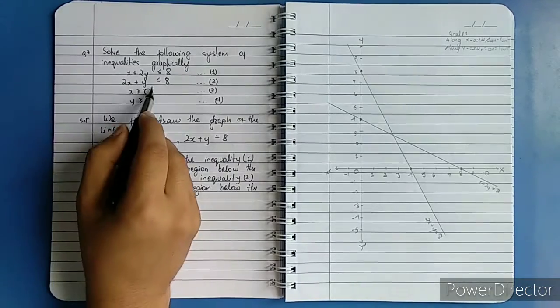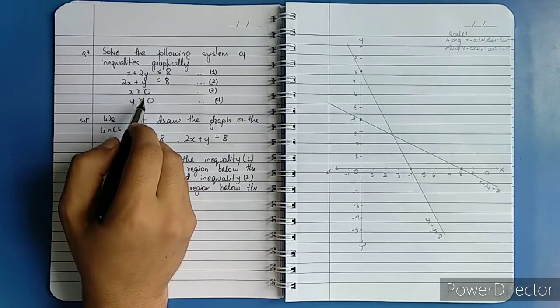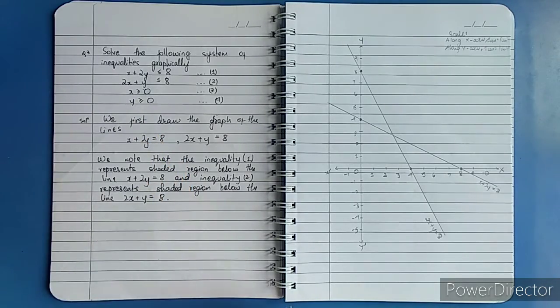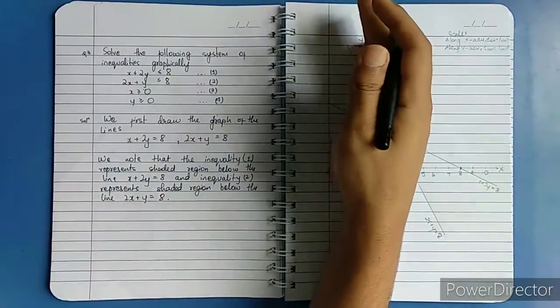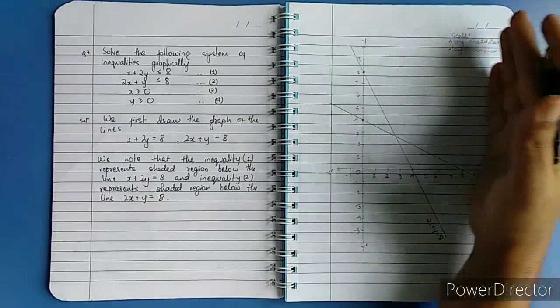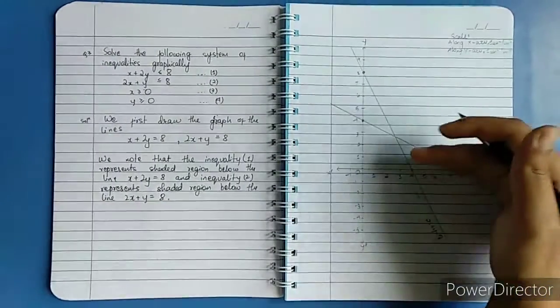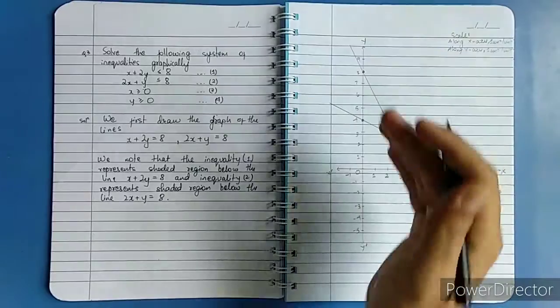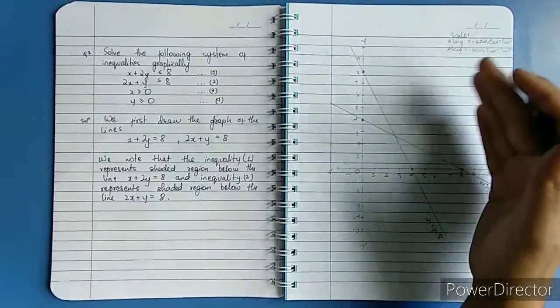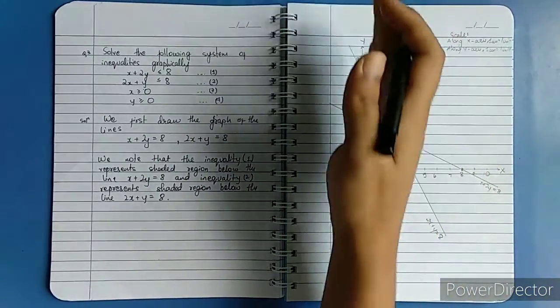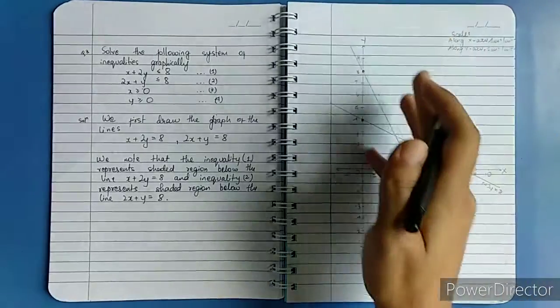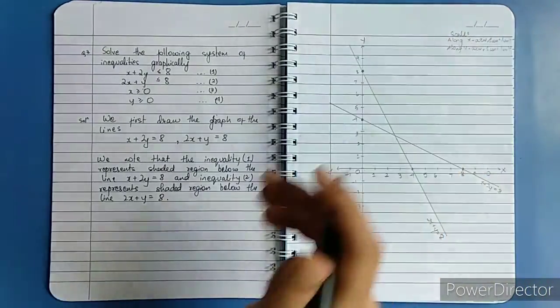Now we also have two inequalities, x ≥ 0 and y ≥ 0. Now x = 0 is our y-axis. So x ≥ 0 is this portion, y ≥ 0 is this portion. If we combine x ≥ 0 and y ≥ 0, what we get is basically the first quadrant. We are only getting this first quadrant.